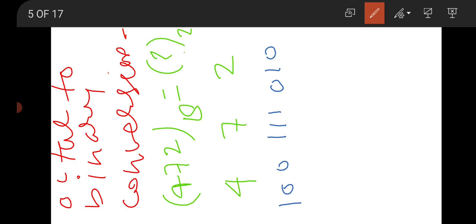Now our equivalent binary code will be, we have to write all the codes together, that means 100 111 010. This is the binary code for 472. This is the conversion of octal to binary.